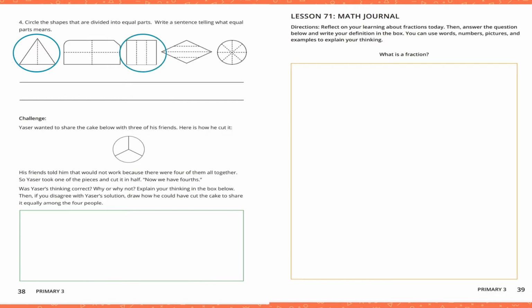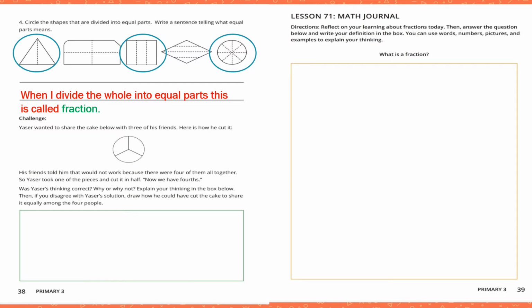Is this shape divided into equal parts? No, focus here. This part is not like this, is not like this, is not like this. So I will not circle this shape. The last shape, this circle, is it divided into equal parts? Yes. Now let's write a sentence telling what equal parts mean. When I divide the whole shape into equal parts, this is called a fraction. Now let's move to the challenge part.